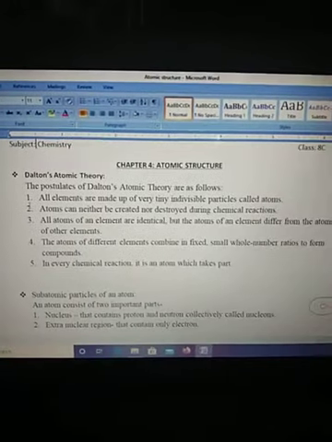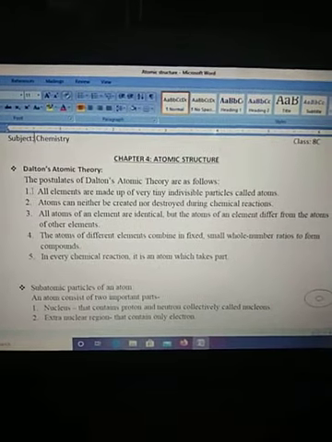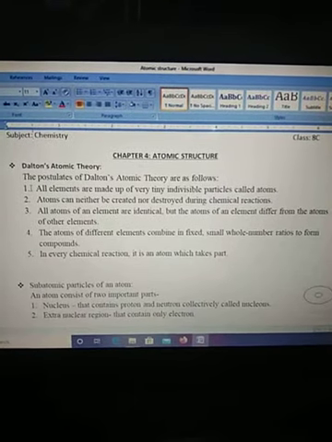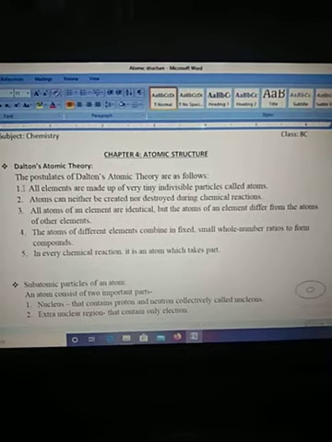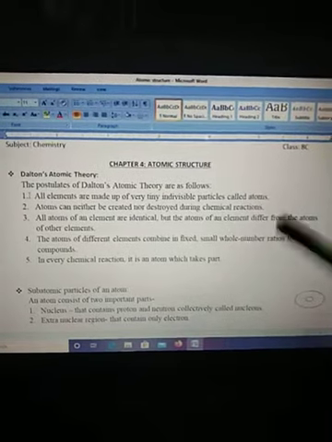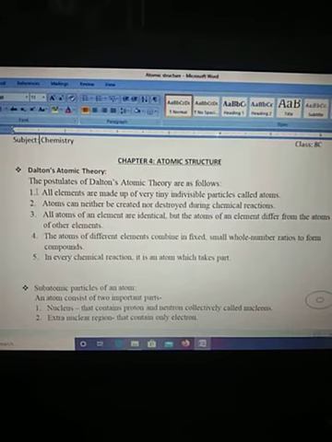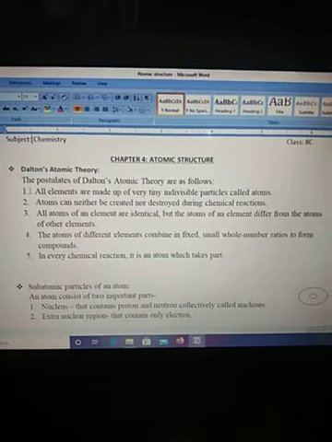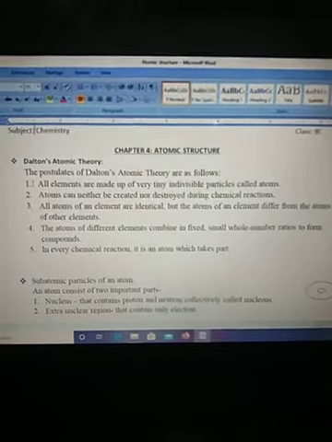The second one is that atoms can neither be created nor destroyed during a chemical reaction. But this postulate later on turned out to be a failure, because during a nuclear reaction an atom is broken down and one atom is converted into another form.